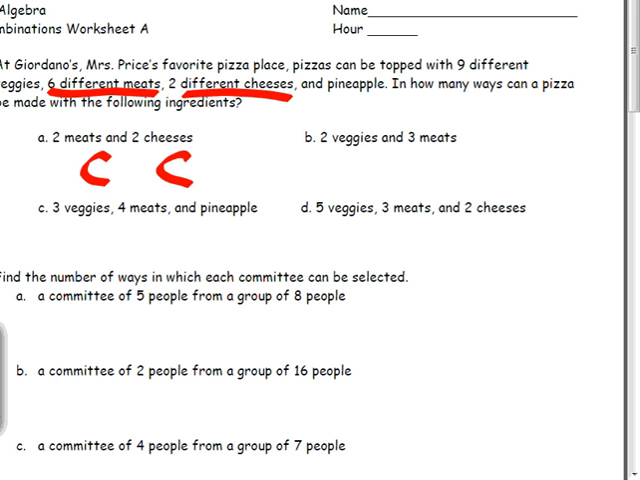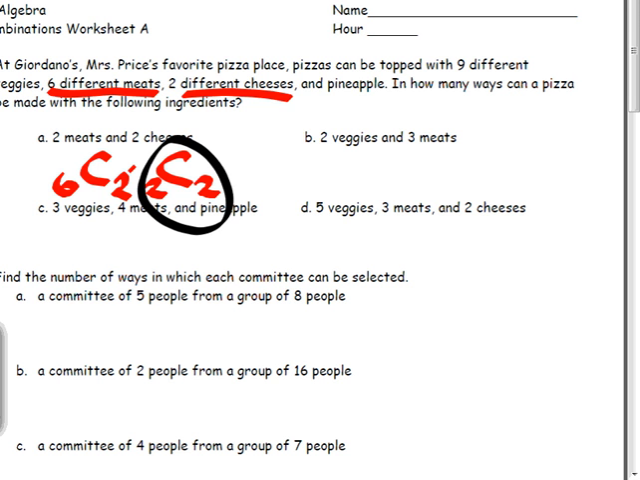They divided it up into meats and cheeses, right? And how many meats are there out there? 6. How many do I want to choose? 2. And how many cheeses are out there? 2. And how many do I choose? 2. And then what do you do with choices? You multiply them. And you'll start noticing some patterns like this.